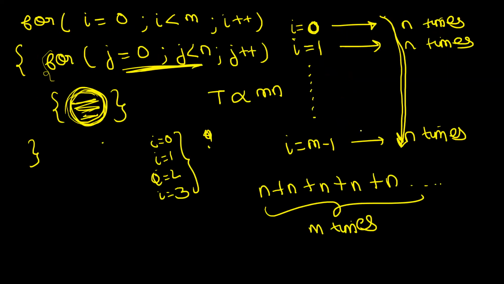So can I tell you guys, the number of times this operation is running is n plus n plus n plus n plus n. And how many times am I adding n? M different times. So you are adding n m different times. So it is nothing but n into m. Do you all agree? Yes. And because you have 2 nested loops, you can even multiply. M times this runs and this is running n times. So m into n is mn.